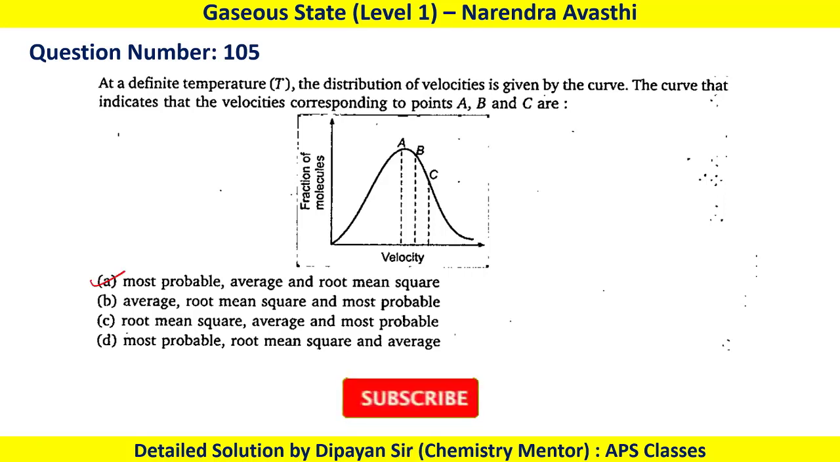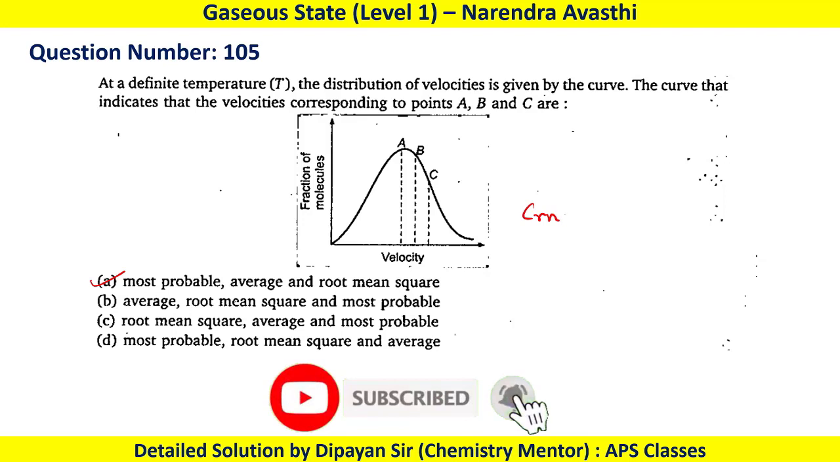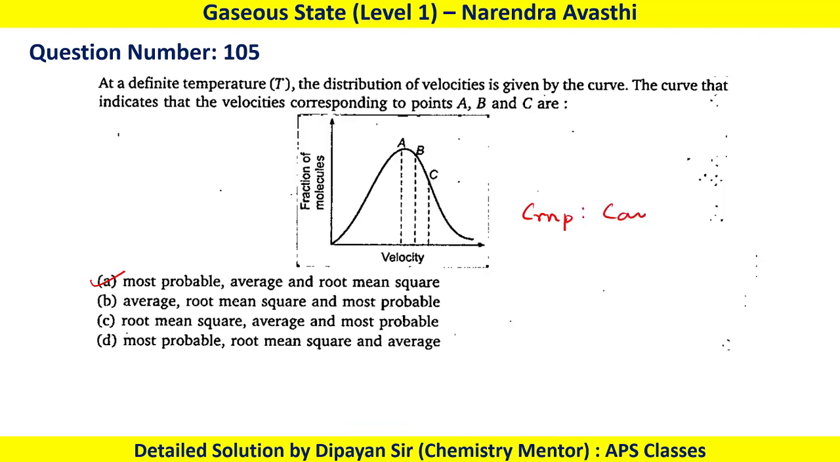You can go through this also: C most probable, C average, C RMS. The ratio of these three will give root 2, root 8 by 3, root 3, or 1.414 is to 1.63 is to 1.732. So hence you can easily see the position of the velocities in the graph.